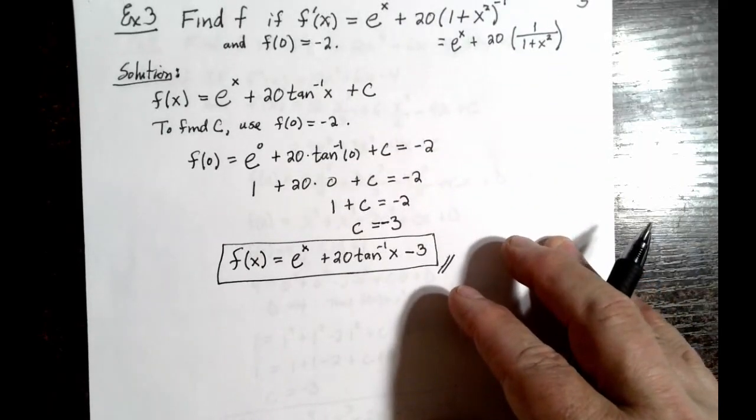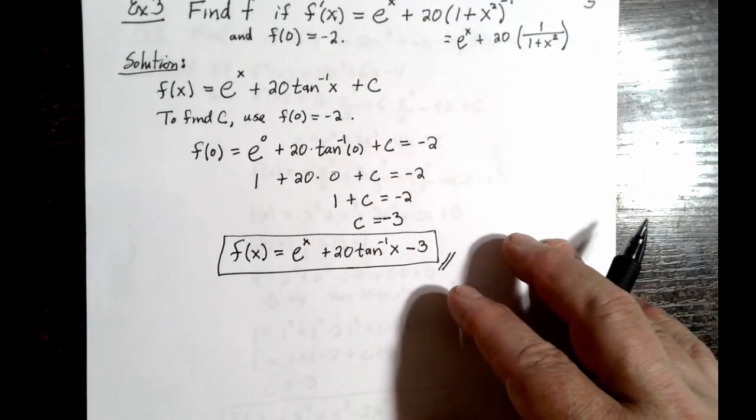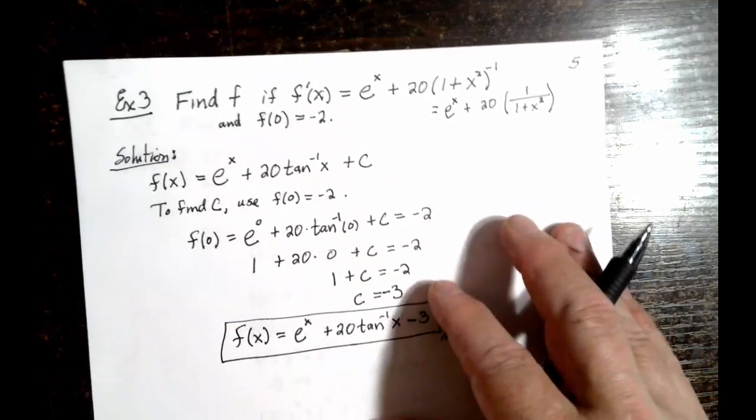The plus C is used when you're talking about the general form. If they don't ask you to find the general form, you don't put the plus C in your answer.